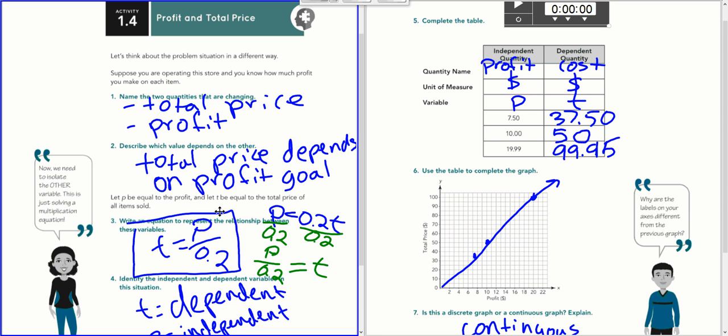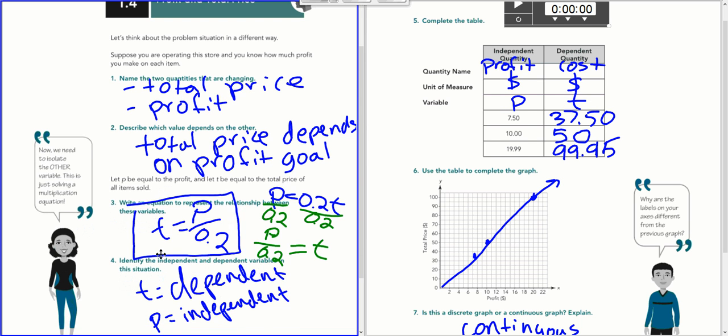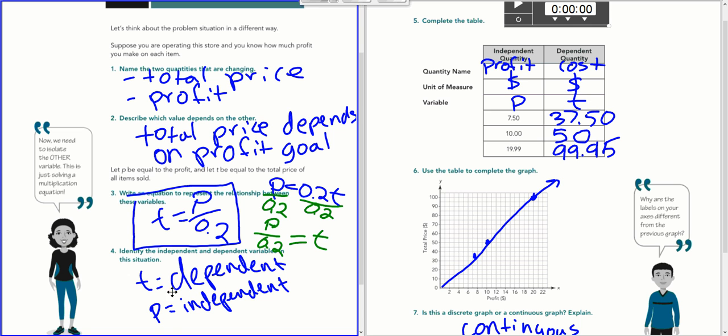In that case, we need to turn this equation, P equals 0.2 times T, into something where T equals something. So I need to get T by itself. I'm going to divide both sides by 0.2, and I'm going to be left with T on this side, and then my profit over 0.2. So T equals profit divided by 0.2. In this case, T is our dependent, and P is our independent variable.